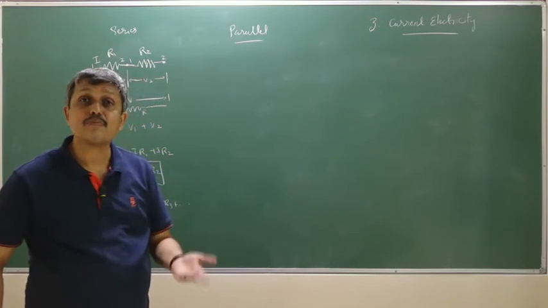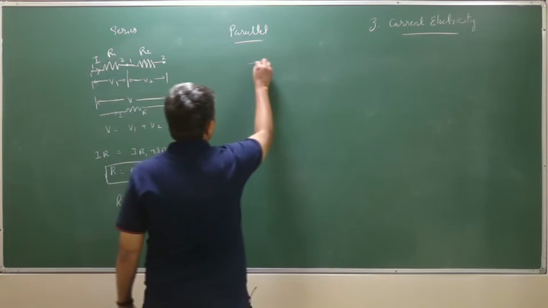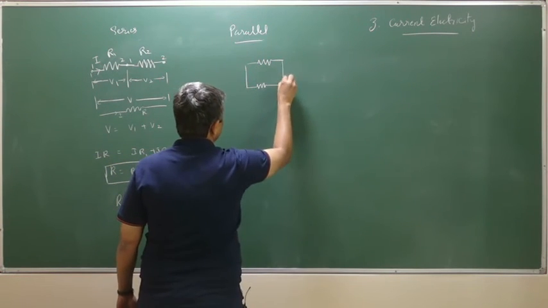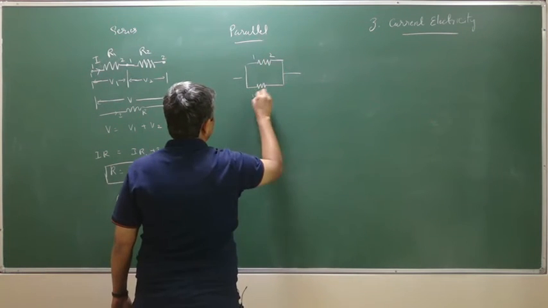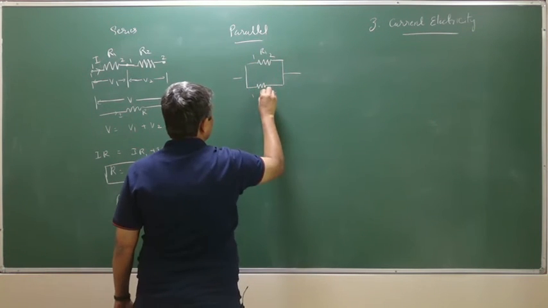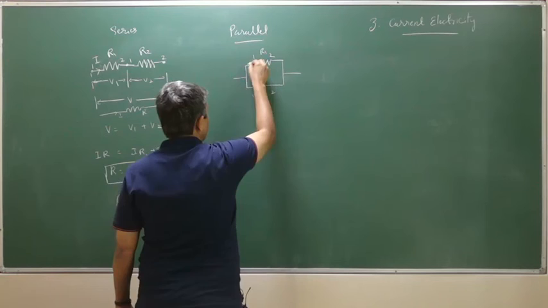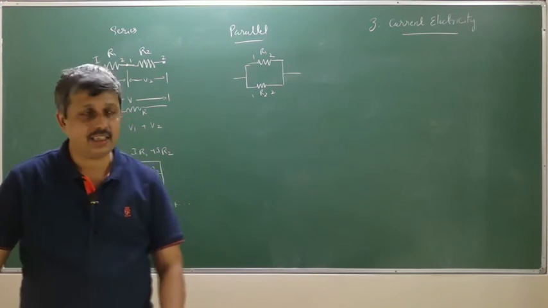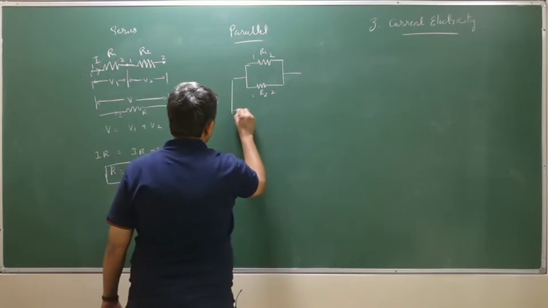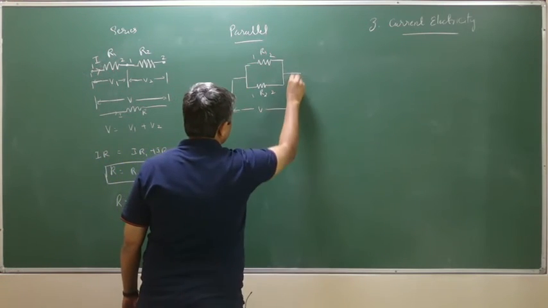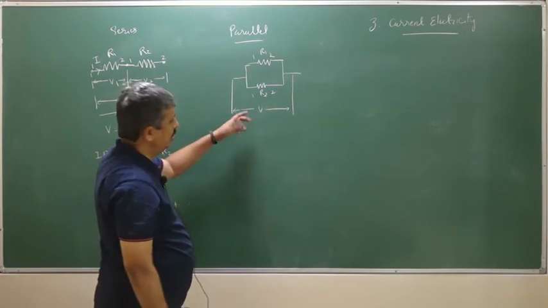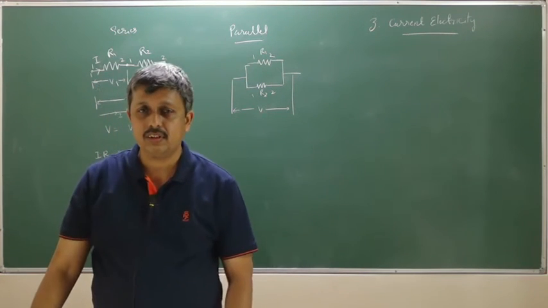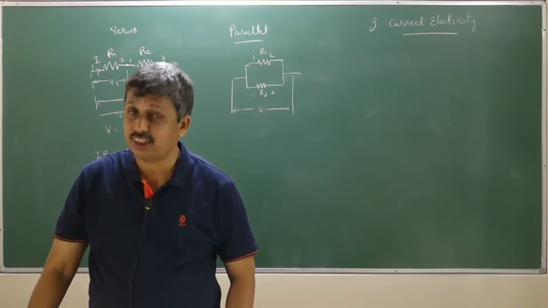Whereas for resistances in parallel, we don't do it like that. We actually connect them like this: 1, 2, 1, 2, R1, R2. So terminal 1s are connected together and terminal 2s are connected together, and they are connected directly to the voltage source. So this voltage is common across R1 and across R2. The same voltage will be there. Now if they are the same, what is different?